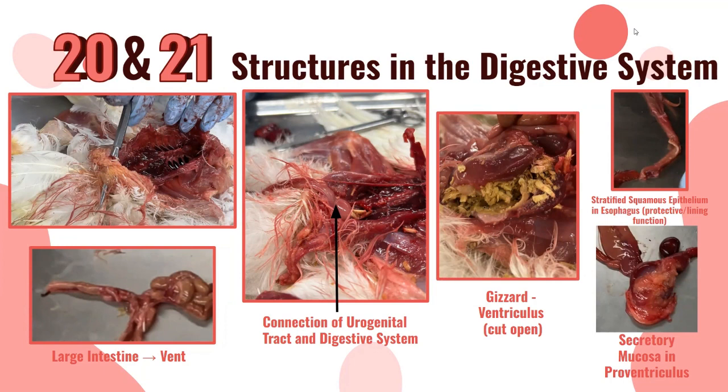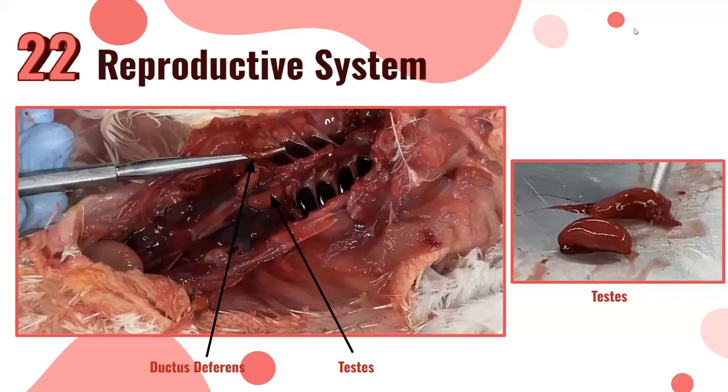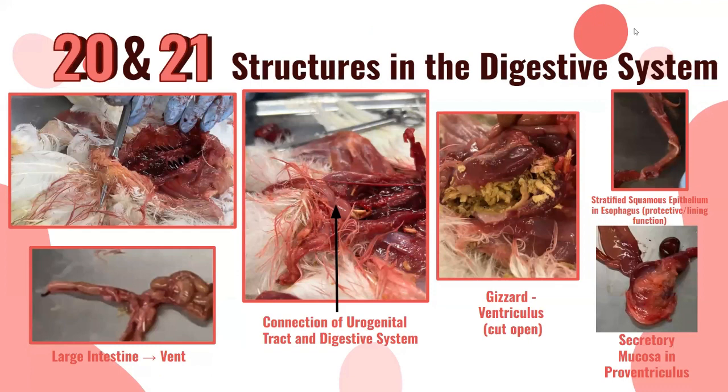In this picture, it is cut open, and within we can see the particles the chicken ingested that will be ground and passed through the small intestine. Finally, on the right is a comparison between the mucosa of the proventriculus and the esophagus. The esophagus has a stratified squamous epithelium, which serves as a lining or protective surface in the esophagus, so food is able to pass through easily. However, the mucosa found within the proventriculus is more secretory, as it is the glandular stomach that secretes digestive enzymes to begin digestion.